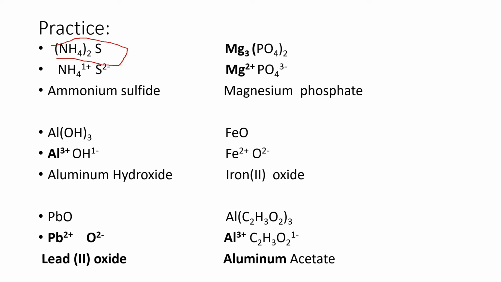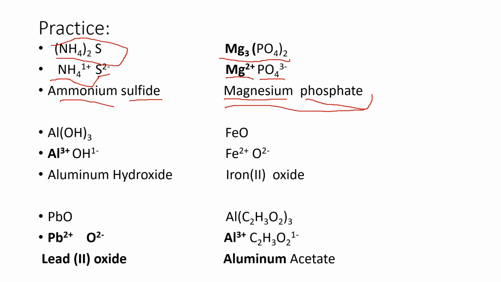(NH4)2S. The name of the cation NH4 1 positive is ammonium and S2 negative is sulfide. Mg3(PO4)2. The symbol of the cation is Mg2 positive and PO4 3 negative is the symbol of the anion. The name of the cation is magnesium. The name of the anion is phosphate. The combined name is magnesium phosphate.